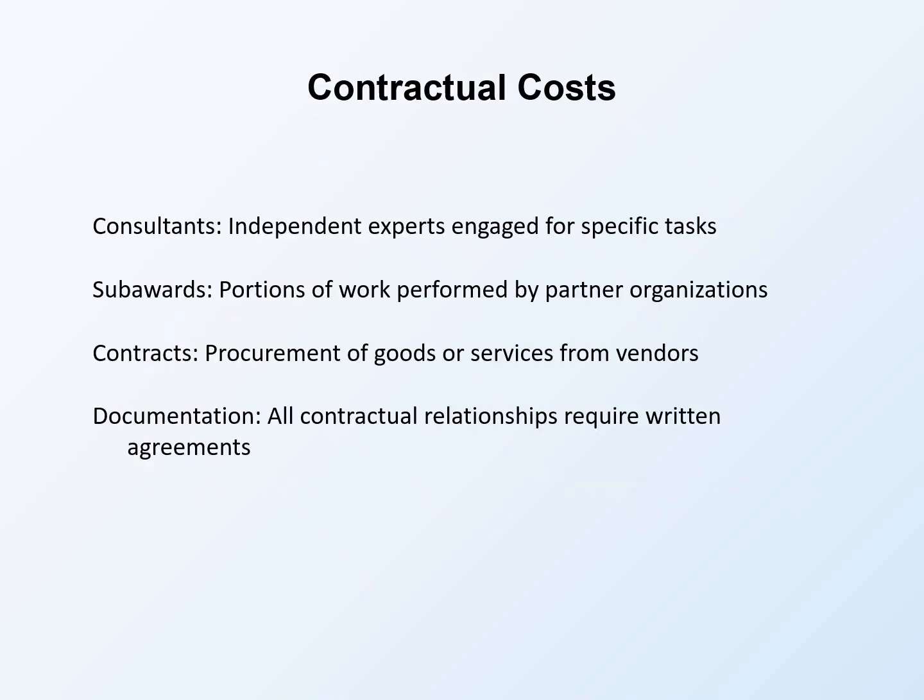Contractual costs encompass various arrangements where external parties receive grant funds to contribute to your project. Understanding the different types helps you structure these arrangements properly. Consultants are independent experts engaged for specific tasks. They provide specialized knowledge or skills not available among project staff. Consultant arrangements should include clear deliverables, reasonable rates, and documented selection processes. The budget justification should explain why consultants are needed and how their rates were determined to be reasonable.